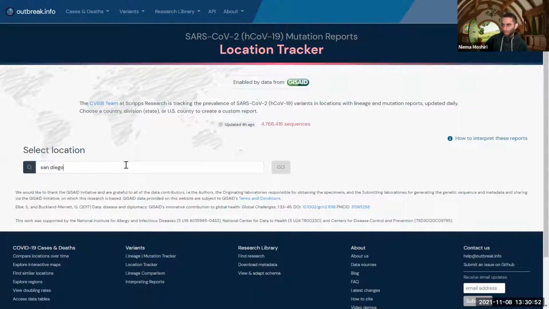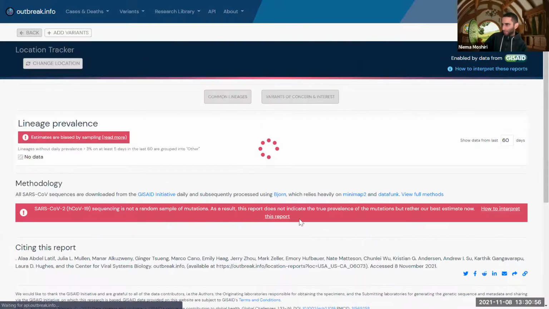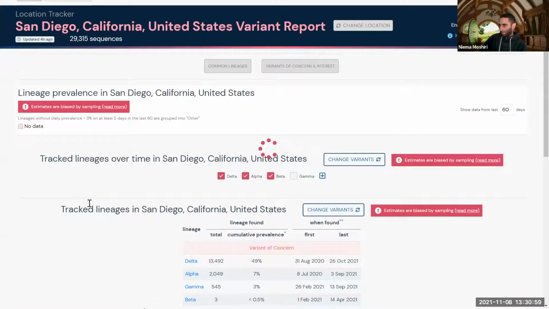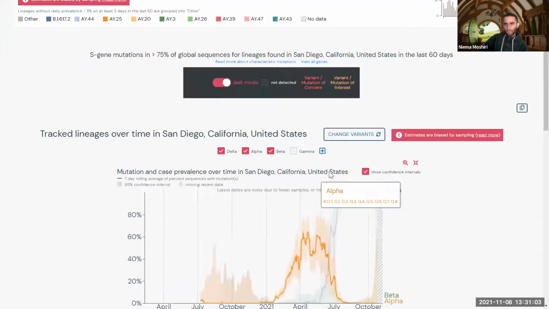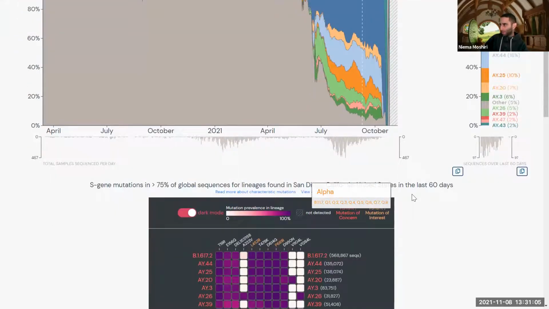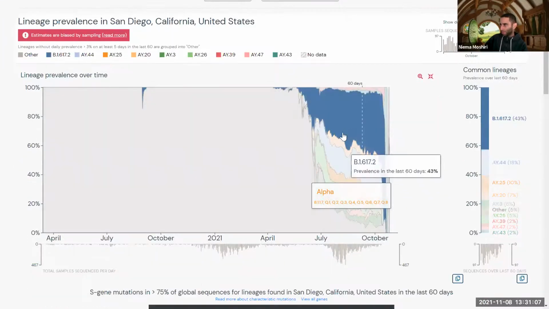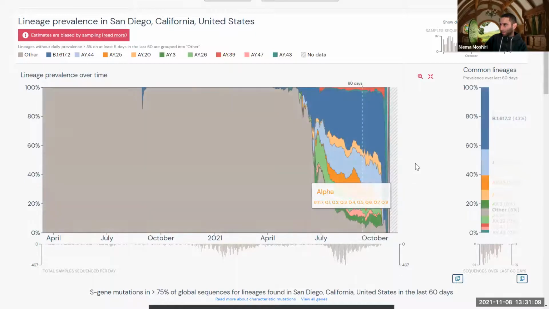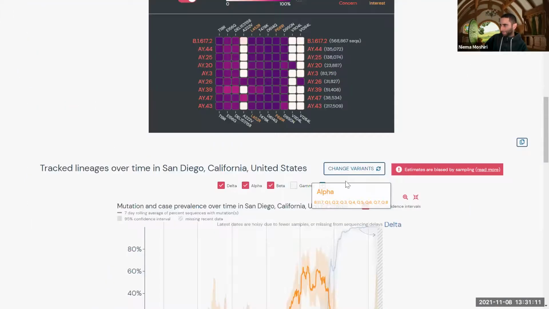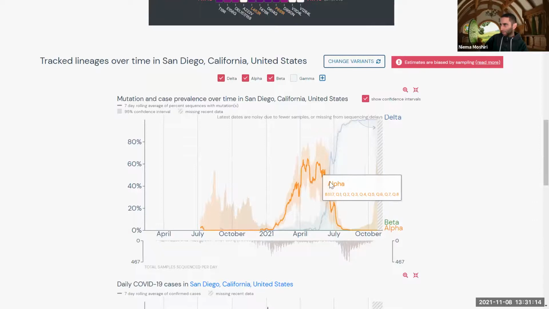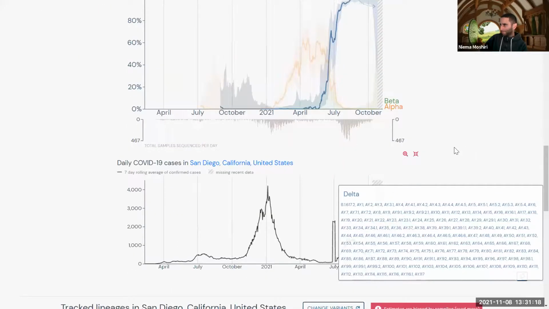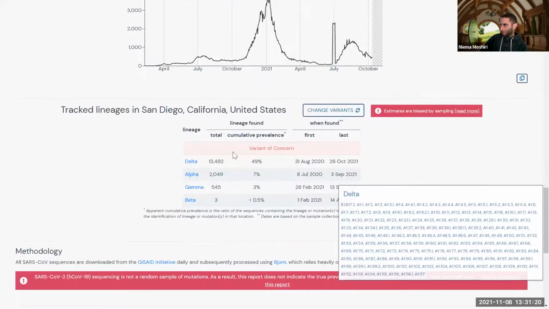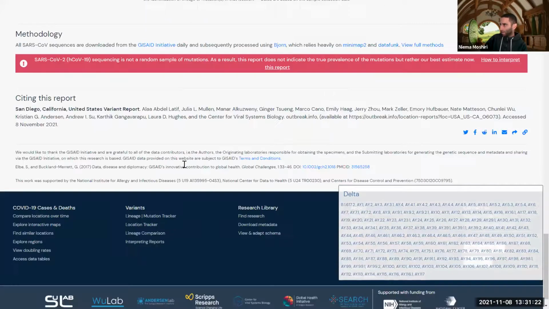I can look up San Diego again, California, not Colombia. And it tells me pretty much the same information as the other plot, right? Where we saw the prevalence of each lineage over time. So this looks pretty similar to the other plot. Yeah, we can see case counts, all this useful stuff.